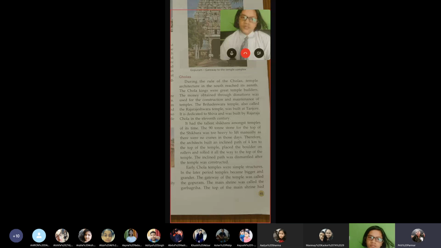Early Chola temples were simple structures. In the later period, temples became bigger and grander. The gateway of the temple was called the Gopuram. Now, here also, the gateway was called the Gopuram. The main shrine was called the Garbhagriha. Again, it was known as the Garbhagriha. The top of the main shrine had a tall structure called Shikhara. Again, they had these three things, the Gopuram, Garbhagriha, and Shikhara, as in the northern temples.